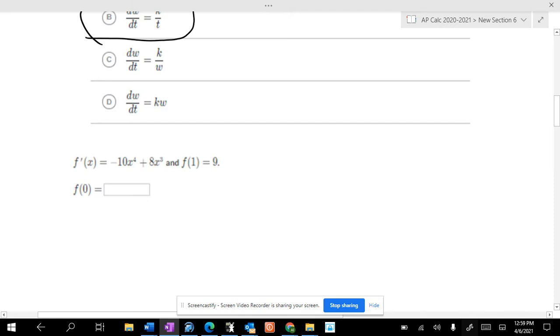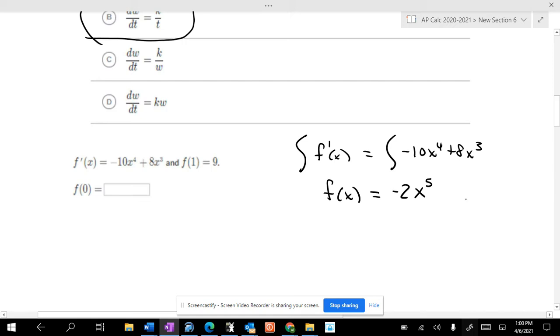The next one. The first derivative of f(x) equals that. Find f of 1, and f of 1 equals 9. Find f of 0. So, antiderivative. The antiderivative of the first derivative is the function. The antiderivative of negative 10x to the fourth plus 8x to the third is negative 2x to the fifth plus 2x to the fourth. Remember your c.